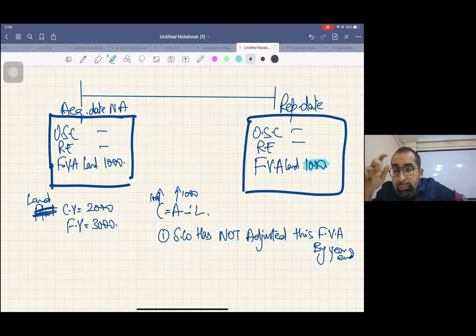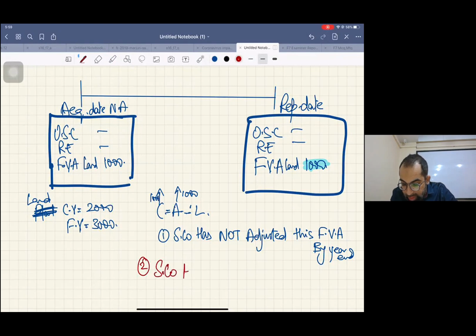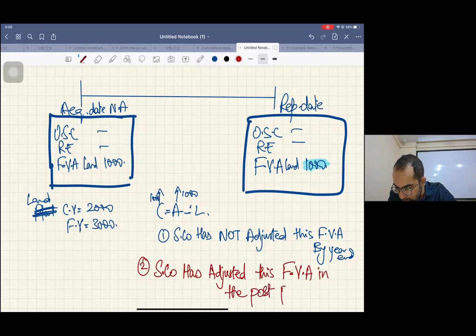But sometimes there is one abnormal question like Peak End. Sometimes it is written like this, number 2: S company has adjusted this FVA in the post period. Sometimes in the question they write this, S company has adjusted. That means you only have to adjust in the acquisition date packet. No need to adjust anything in the reporting date packet. Just write a dash here.